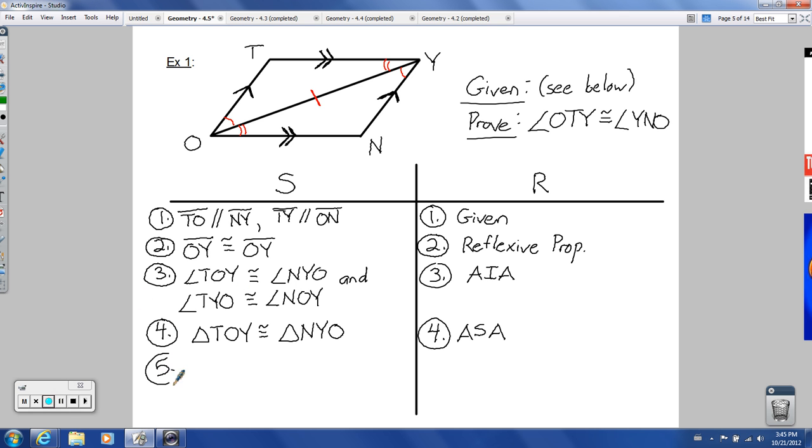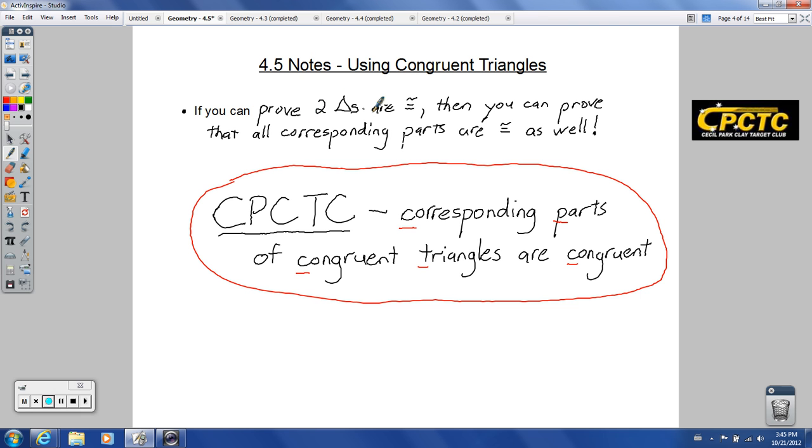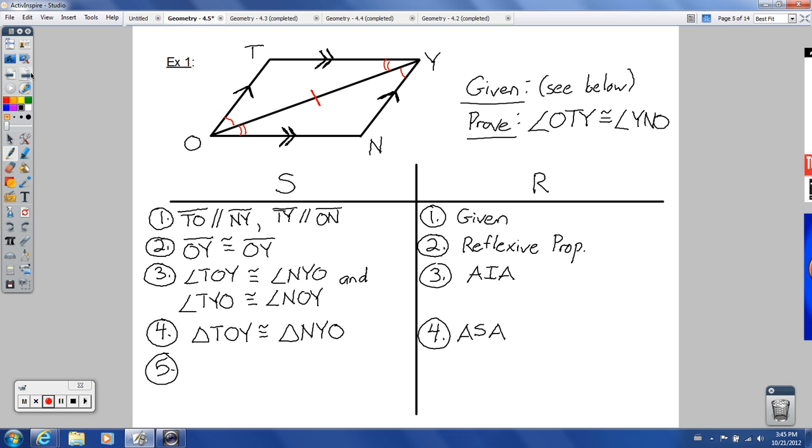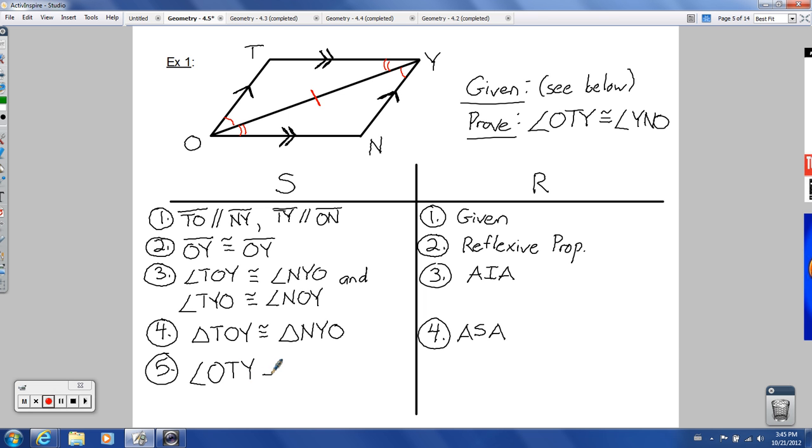Now that you have the triangles being congruent, go back here, this is what we said. Prove 2 triangles are congruent. We just did that. Then what can we say? You can prove that all corresponding parts are congruent as well. Now I can use this CPCTC new idea, and I can say that this is true. Angle OTY is congruent to angle YNO.